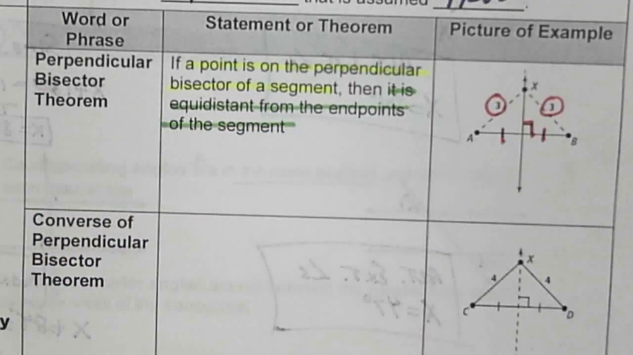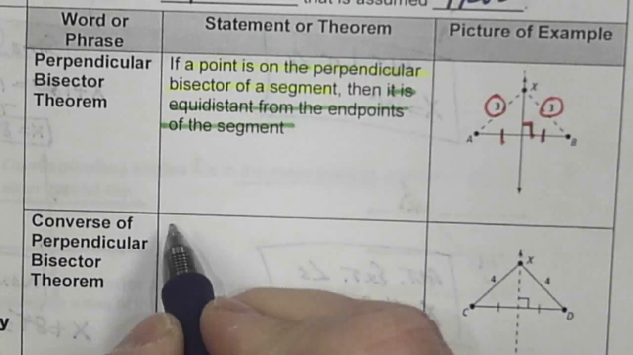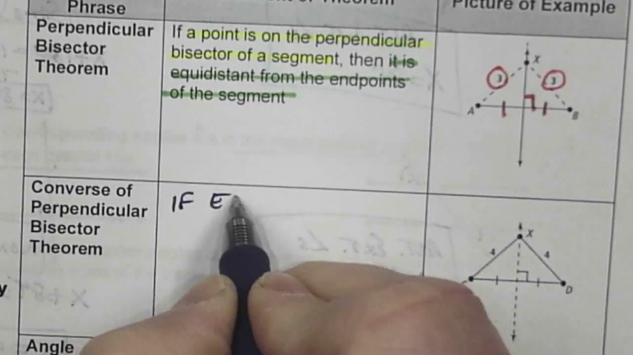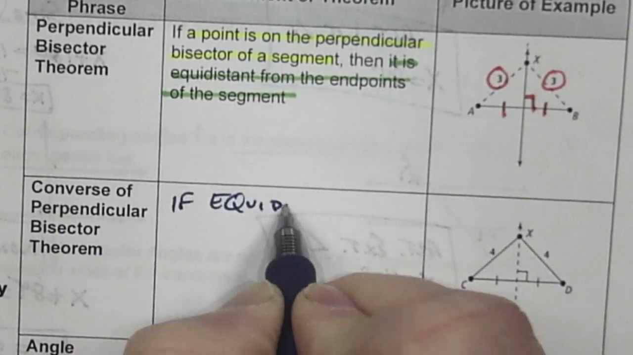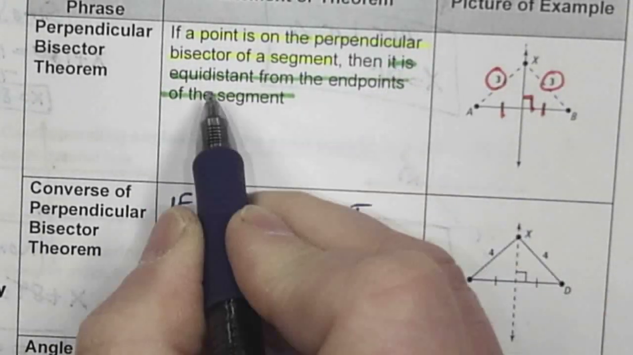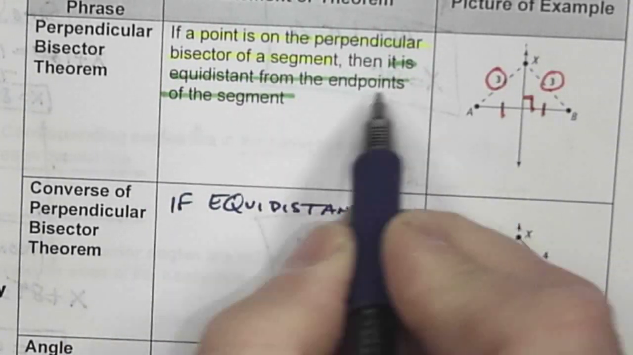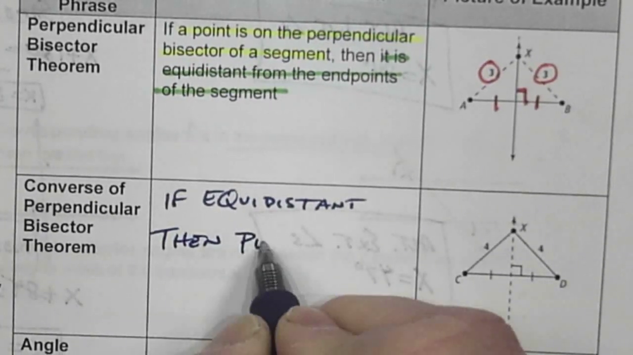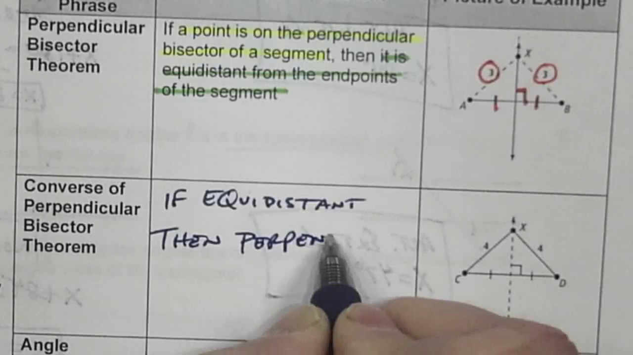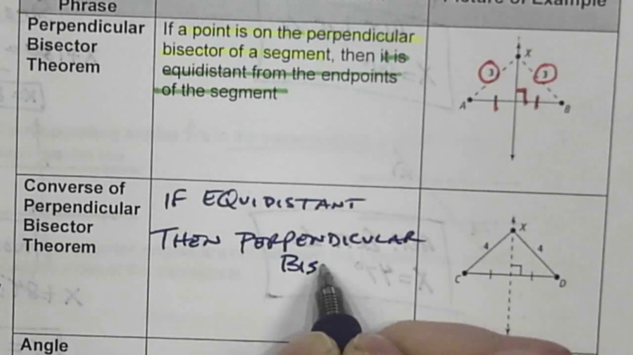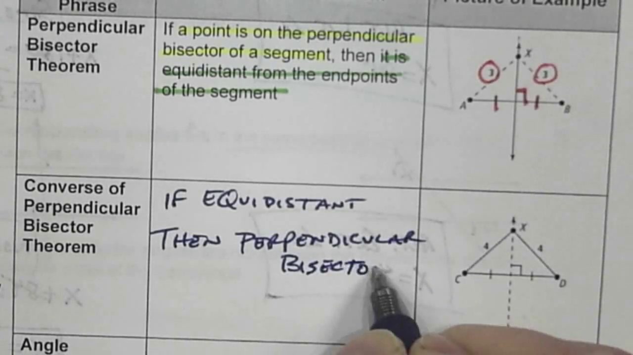Now the converse flips that in half, and I'm going to paraphrase, okay? If a point is equidistant from the endpoints of the segment, then perpendicular bisector, okay? So I'm not writing all the words.